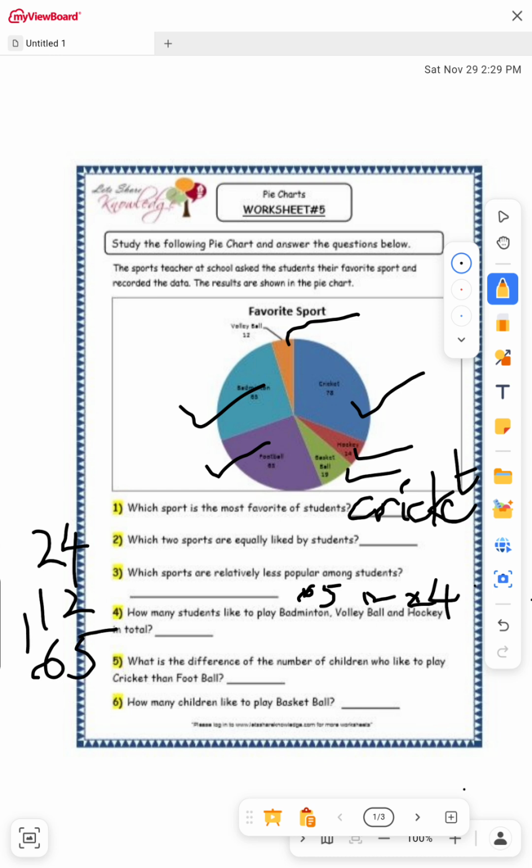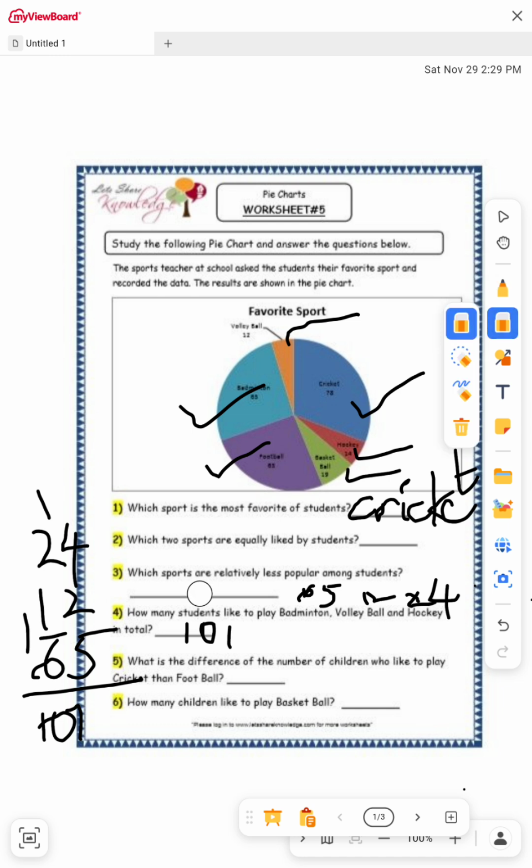Let's add them and see what we get. 4 plus 2, 6. 6 plus 5, 11. 1 carry. 2 plus 1, 3. 3 plus 4 plus 6 is 10. So 101 is the answer. Now let's move on towards the next question. What is the difference of the number of children who like to play cricket than football?